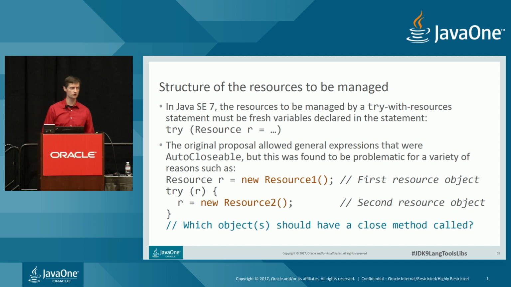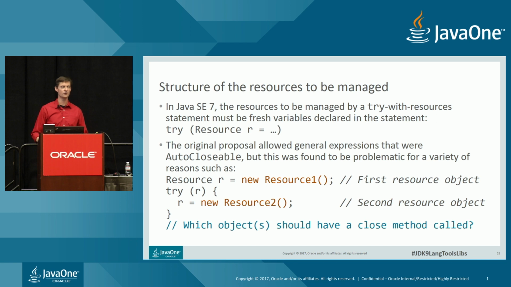That wasn't the initial proposal, however. Originally, you could use any expression with the right type, which was auto-closable, meaning a close method was there. But we found there's a problem using that. So let's say we initialize our resource R to a new resource object, and then within the try block, we make R point to a different resource object. Now we come to the end of the try block, and what are we supposed to do? Which object is supposed to get its close method called?